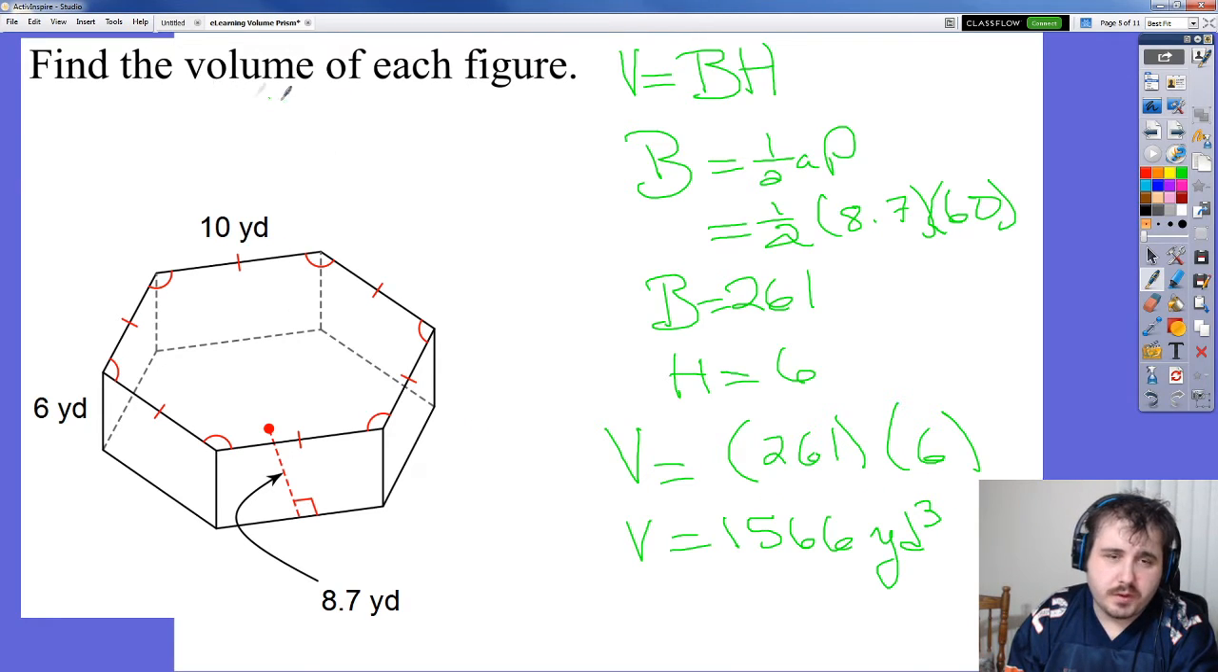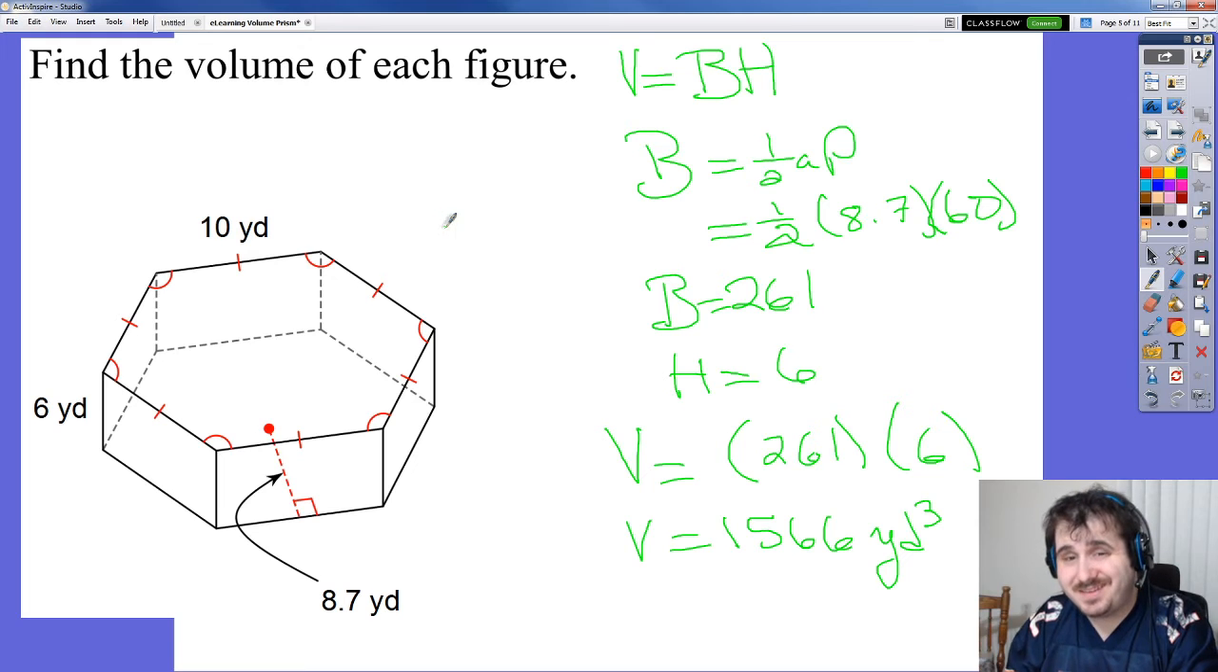We're doing volume, which is a 3D measurement. It is a measurement of how much space is taken up by this figure. How much space horizontally, vertically, and width or depth or whatever. So when you're talking about the units, we're talking about yards cubed.